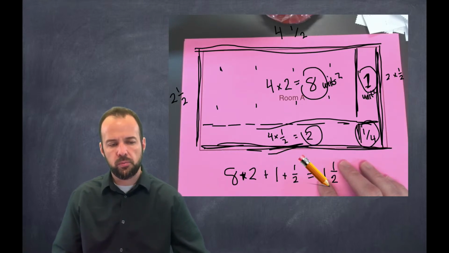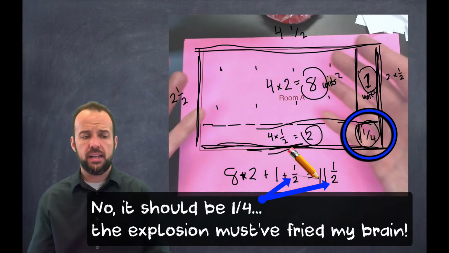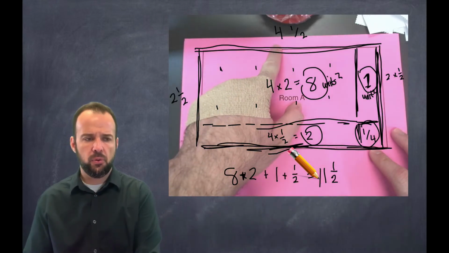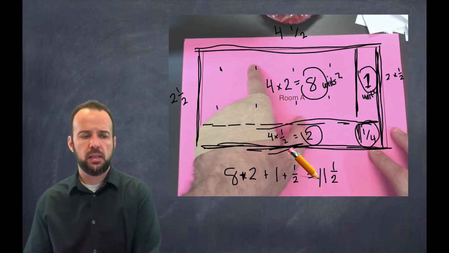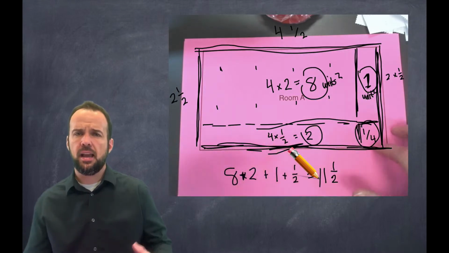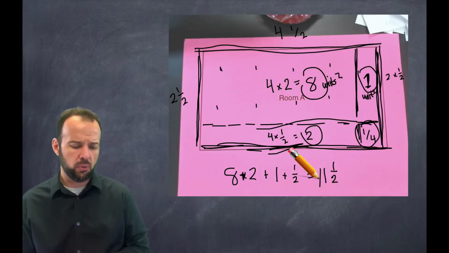I think I said 1/4 before, but I meant a half. So this is going to be 11 and a half. That's going to be the area of that entire shape. Instead of doing 4.5 times 2.5, I was able to find the area of each little piece, and then add those pieces together to get my total product, my total area.